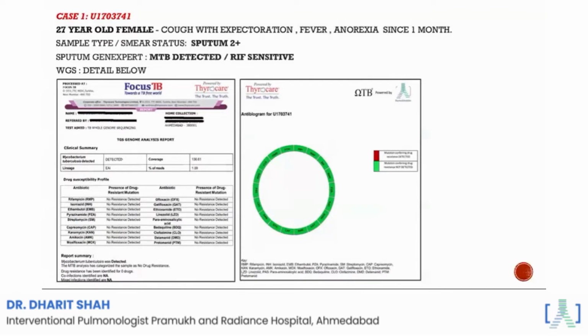On the left side, you can see the different names of the drugs. And on the right side, in the image with the green round, you can see the sensitivity report. So there is no red mark. So it represents that each and every drug for this patient is sensitive for his or her tuberculosis infection.